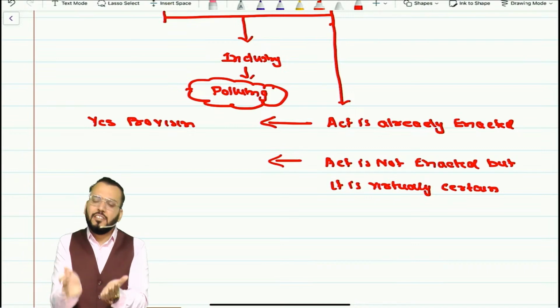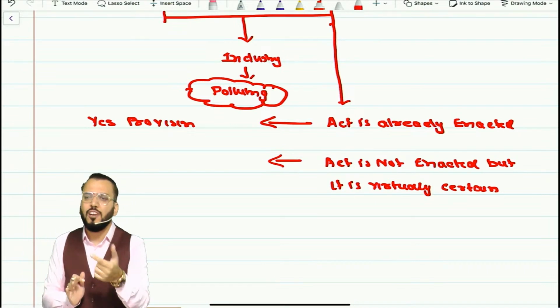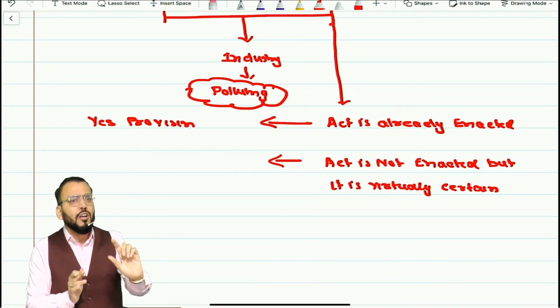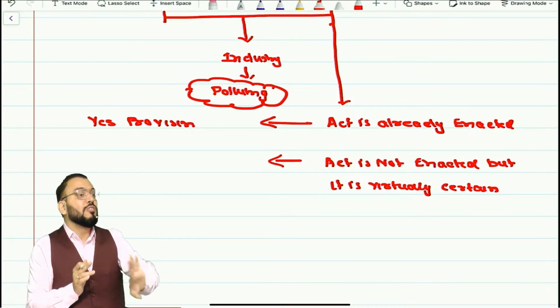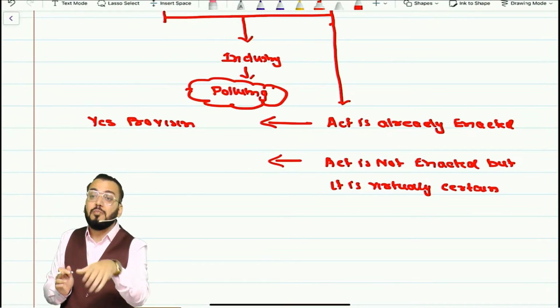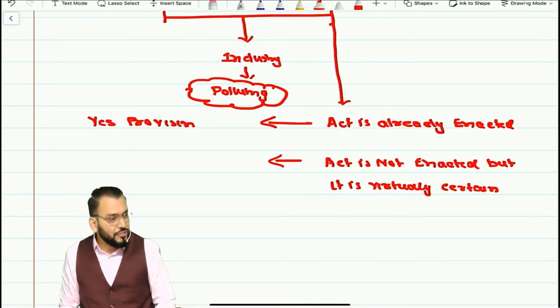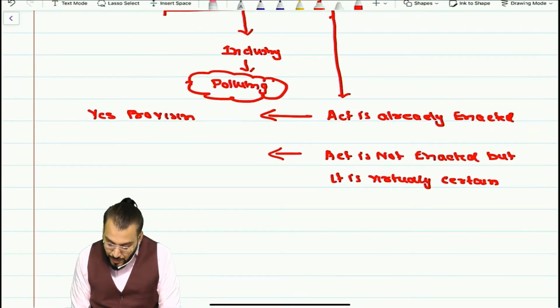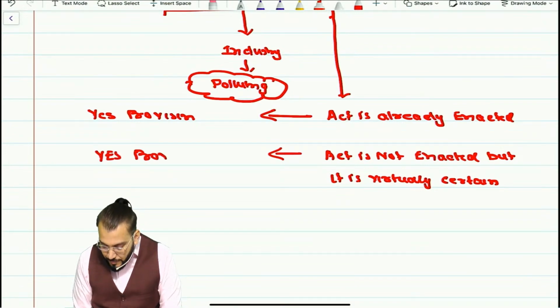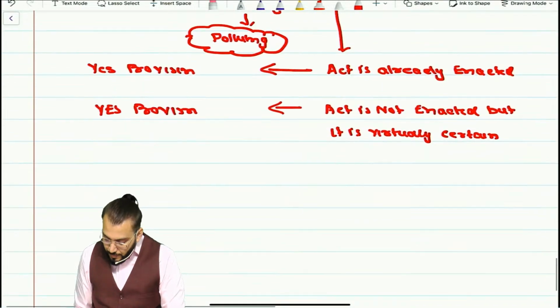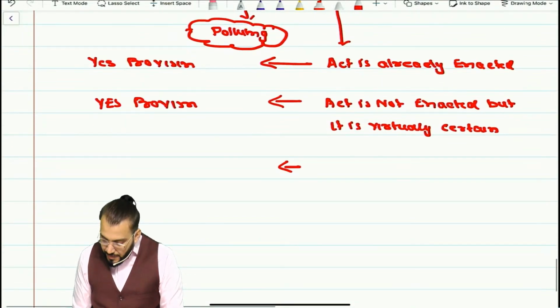In the exam they will mention this term, it is virtually certain, or they will give some information from where you can understand that yes, it is virtually certain. For example, they say the bill has been passed in both the houses, so it is virtually certain. Then even though the act is not enacted, we still require what? Provision. Correct?